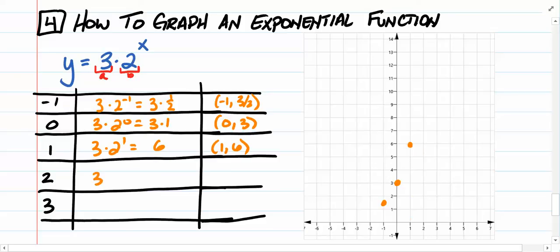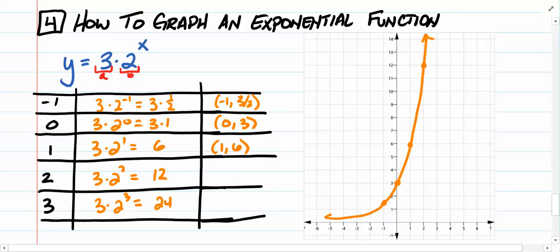For 2, I would have 3 times 2 squared. That would give me 3 times 4, which is 12. So I would go over to 2 and up to 12. Right there. And finally, plugging in a 3, I get 3 times 2 to the third. 2 to the third is 8, and 8 times 3 is 24. So I'm off the chart right there. So I would have something that looks like this. I come up and go up like this and keep going on forever and ever.